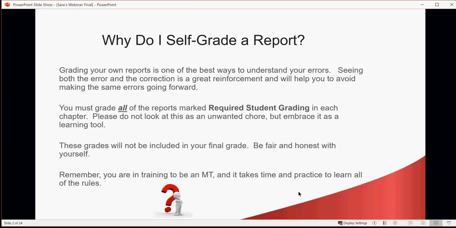Be fair and honest with yourself. Remember, you are in training to be an MT, and it takes time and practice to learn all of the rules. Think of this exercise as performing a quality assurance audit on yourself. Once you have some experience in the MT field, some of you may go on to become QA specialists, and this is a great way to introduce yourself to that role.